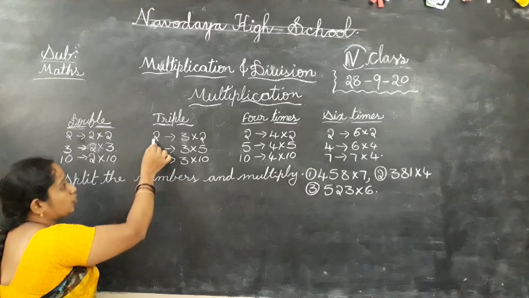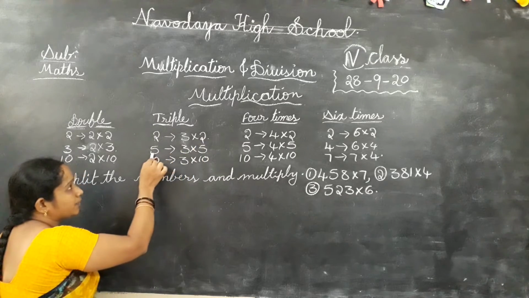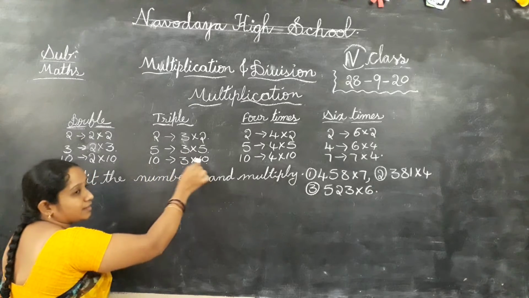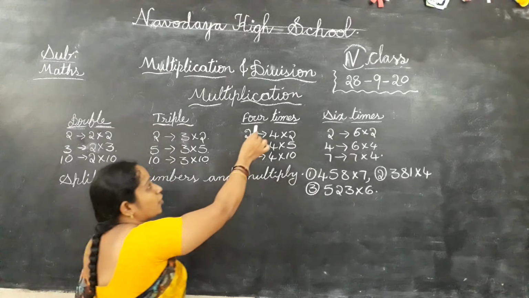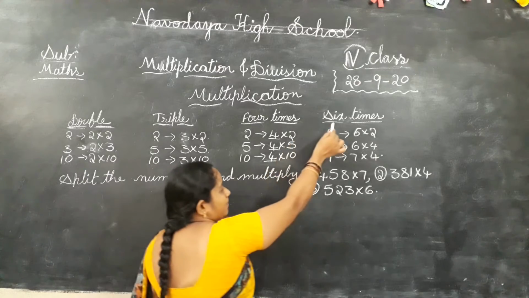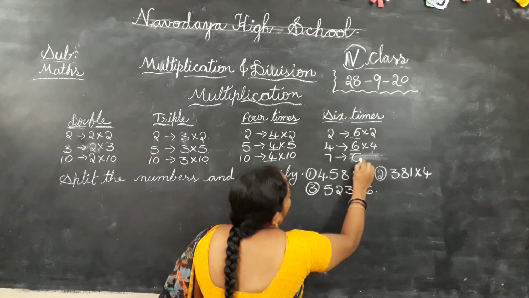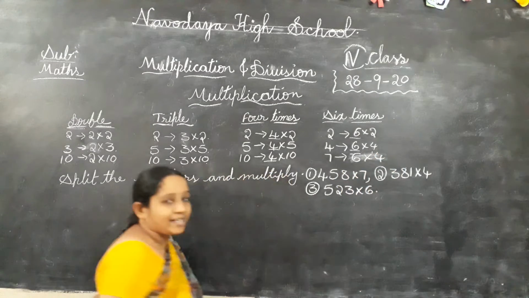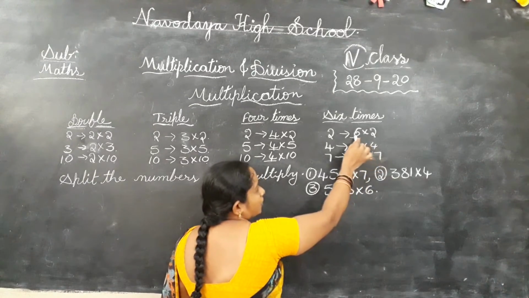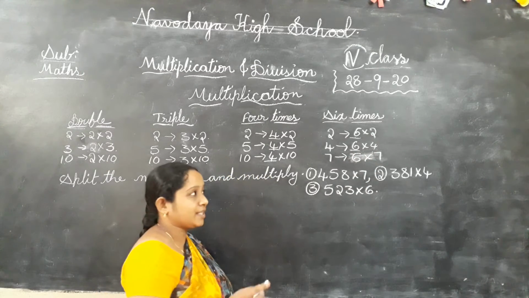Next. Triple means multiply with 3. 3 times. 2, 5, 10 are given. So triple for 2, 3 into 2. Triple for 5, 3 into 5. Triple for 10, 3 into 10, 30. Okay. Next, 4 times. 4 times means you have to multiply with 4. 6 times, multiply with 6. 7 times, multiply with 7 each number.